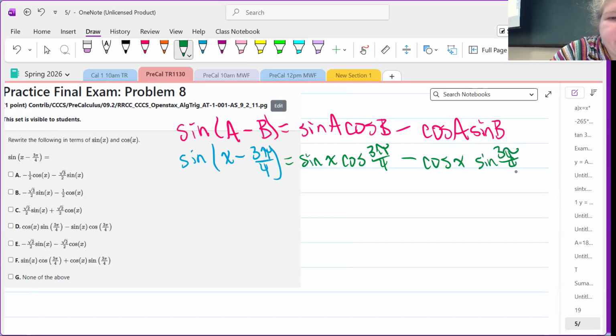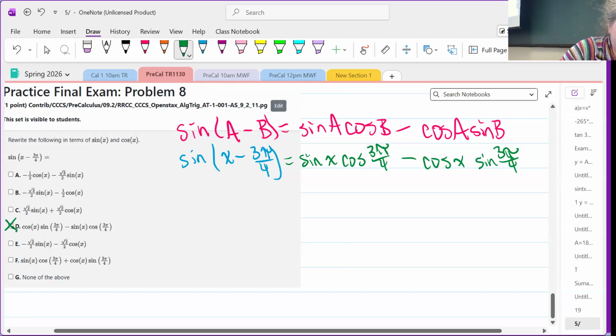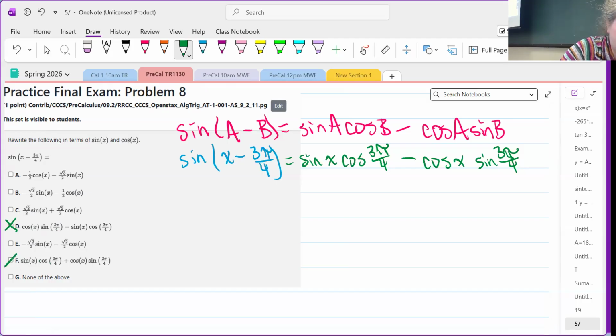Now, some of the answers are written in this format. So the first thing I like to do is just double check, is this one of the answers? And D is similar, but it's backwards. So that's enough to say, nope, not D. F, sine x cosine 3 pi over 4, but then they put a plus. So okay, not F.